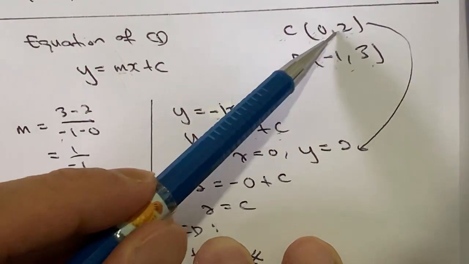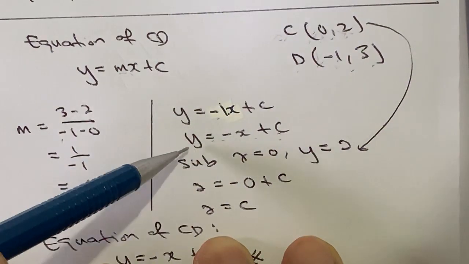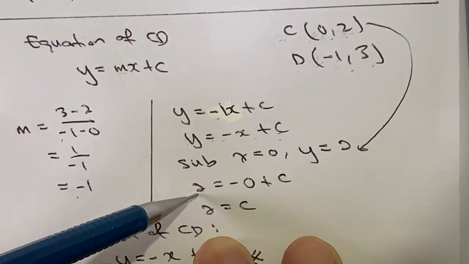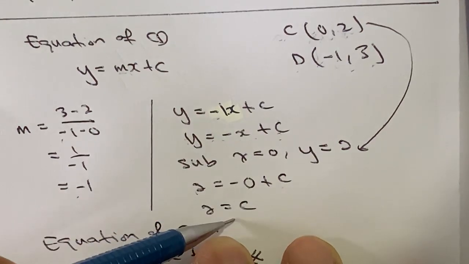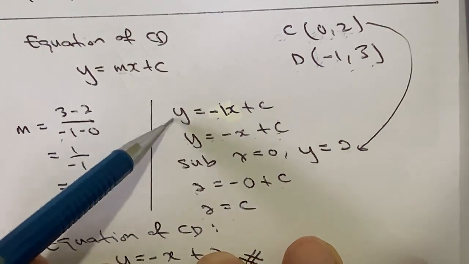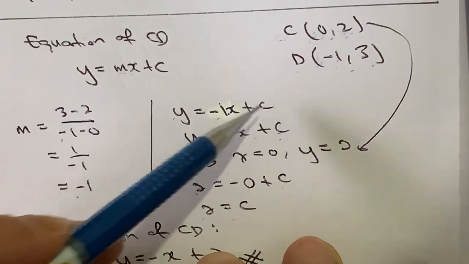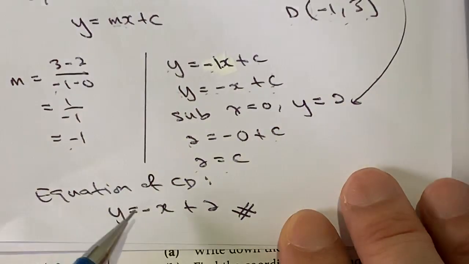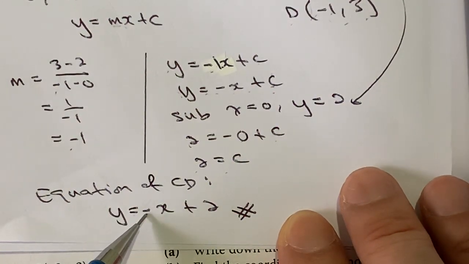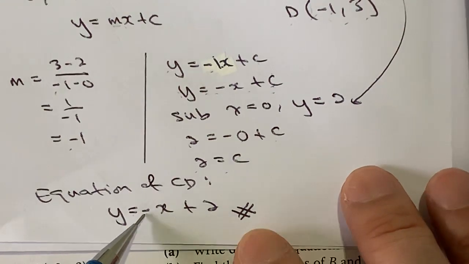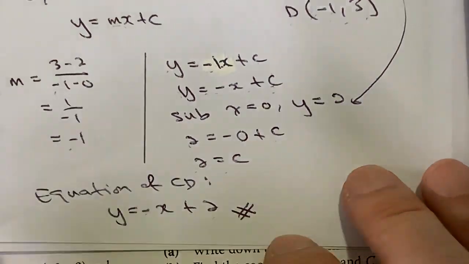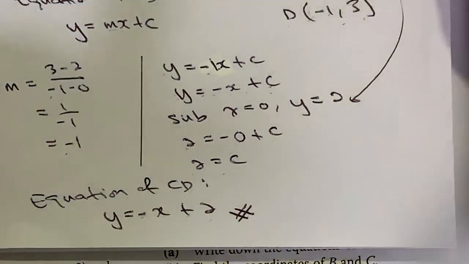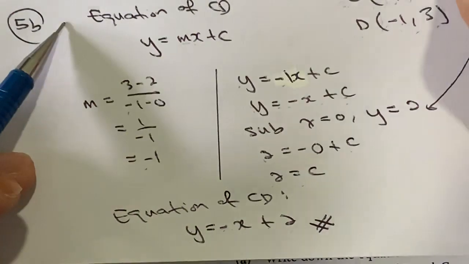So x equals 0, y equals 2. I'll put it into the equation. So y has been replaced by 2, x replaced by 0, and I'll get a value of c, which is 2. So the final answer, y equals -1x plus 2. y equals -1x can be simplified to -x. So y equals -x plus 2. That will be the answer for 5B.